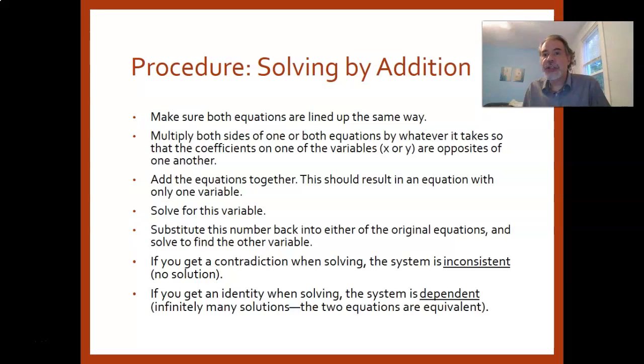Then add the equations together, which should eliminate that one variable. Solve to find the other variable and take that number and stick it back into one of the original equations and solve to find that second variable.